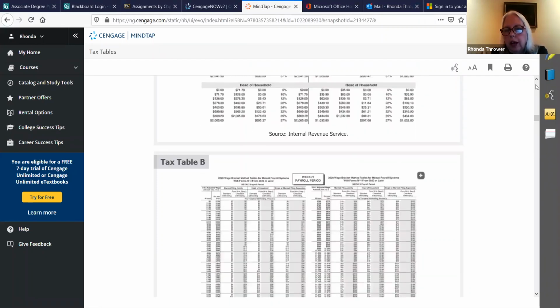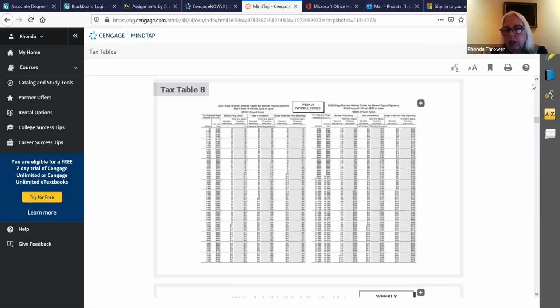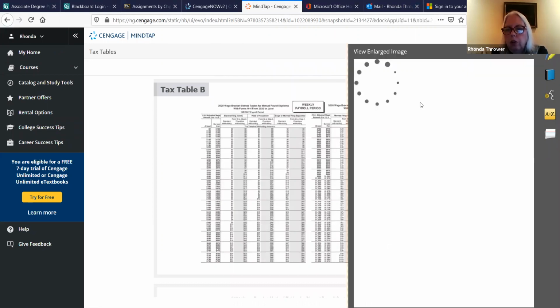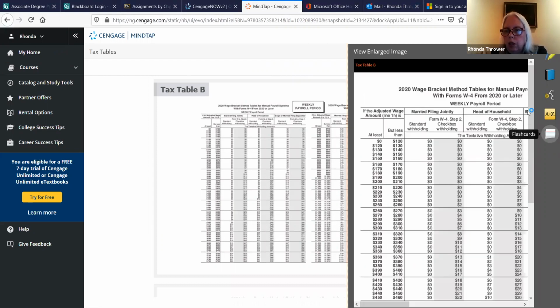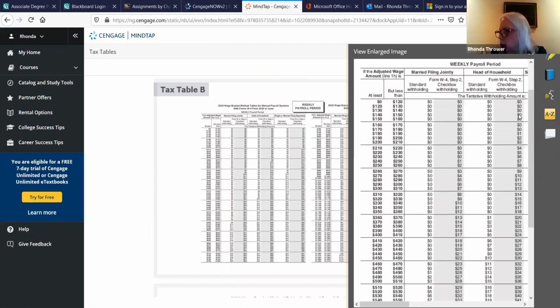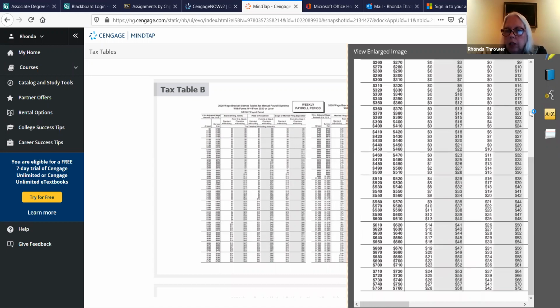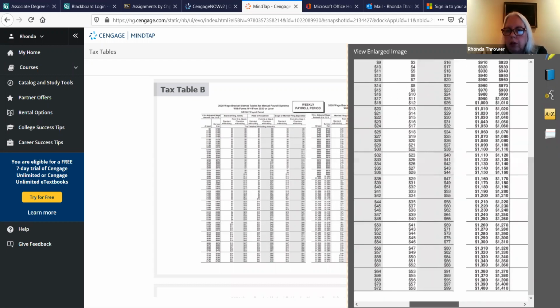You're going down to tax table B. It is weekly that we're looking at. Enlarge this so you can see what you're doing. You're looking for wages of $9.15, so it has to be at least $9.15 but less than $9.15. I don't see it on this part of the table, so I'm going to go to the next part of the table.